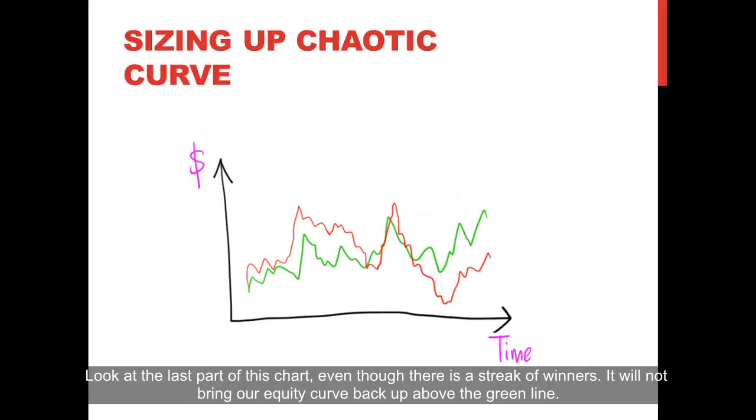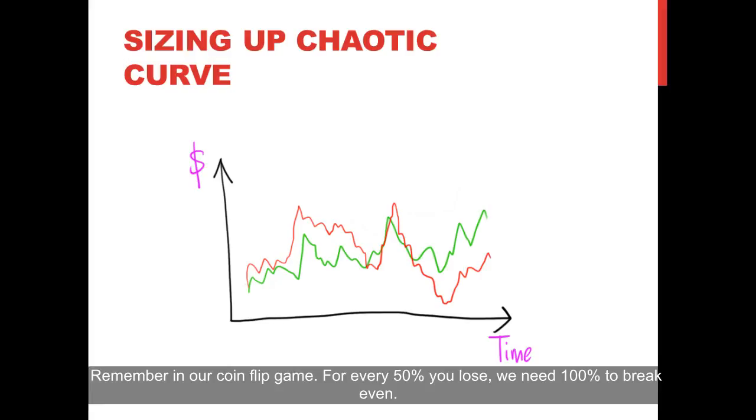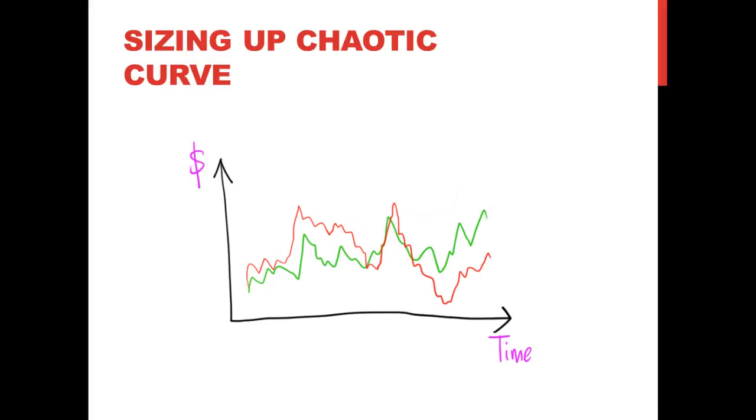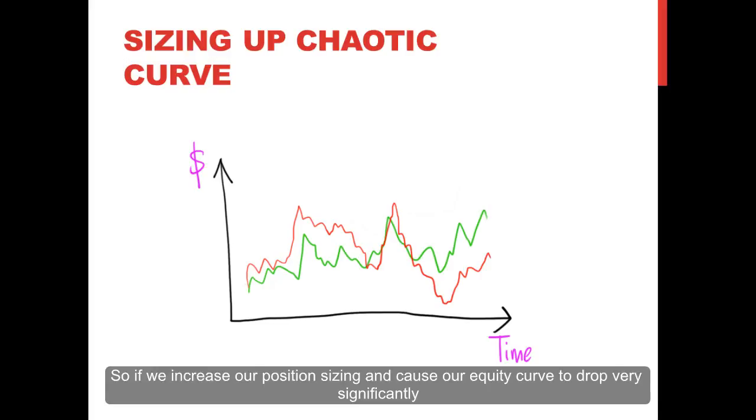Even though there's a streak of winners at the back, it will not bring our equity curve back up above the green line. Remember in our coin flip game, for every 50% you lose, we need to gain 100% to break even. So if we increase our position sizing and cause our equity curve to drop very significantly, even though we have winning trades at the back, the returns that they bring in dollar amount will not be significant.